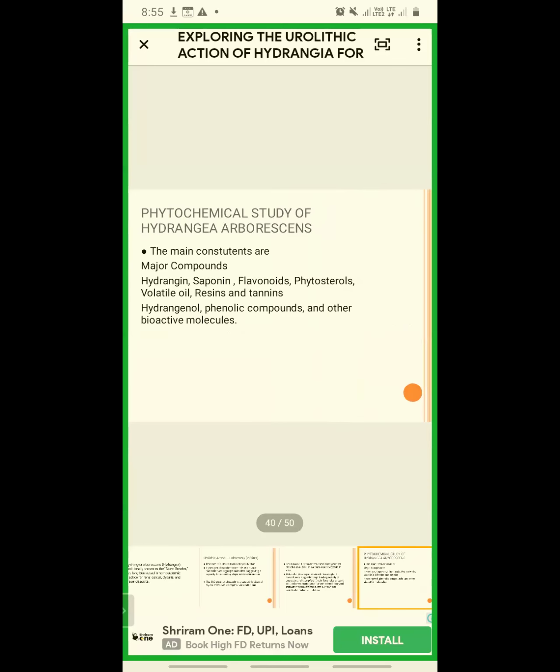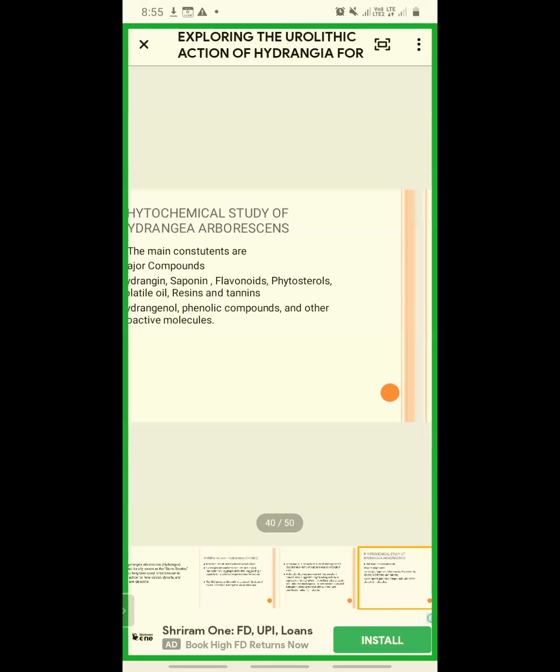It's a phytochemical study. For each and every plant medicine, there is a phytochemical component or main component which is responsible for the ultimate property of the medicine. So the main components like hydrangin, saponins, flavonoids, phytosterols, volatile oil, resins, tannins, and other bioactive molecules will be present. This will also be very useful for treating renal calculi.